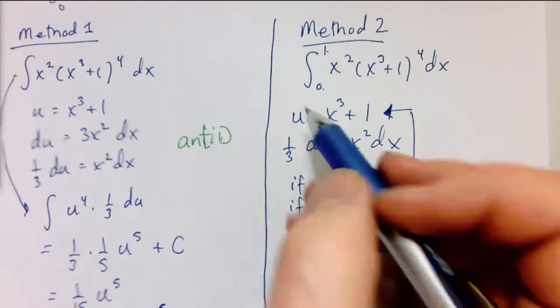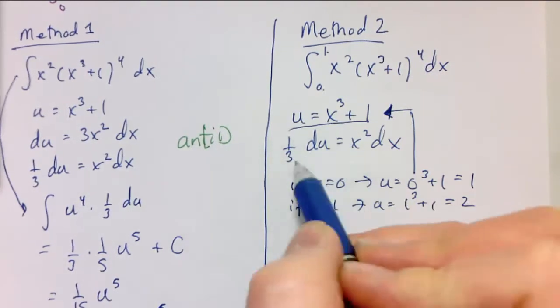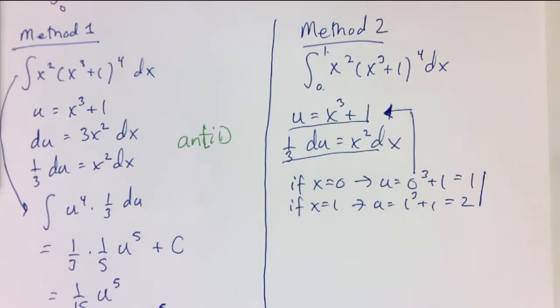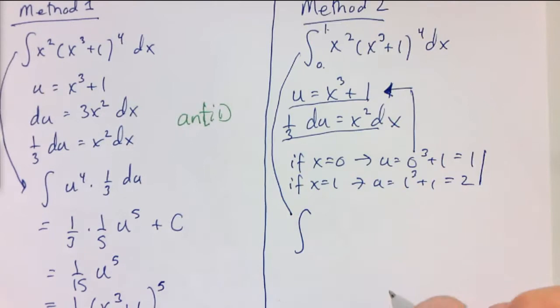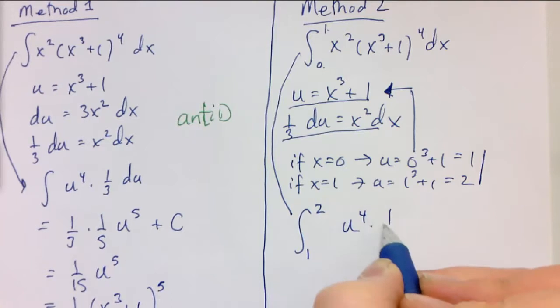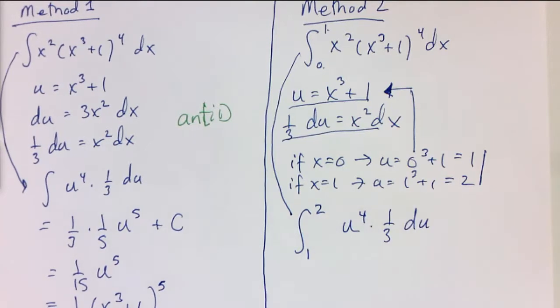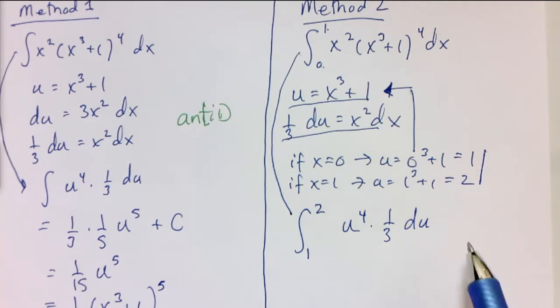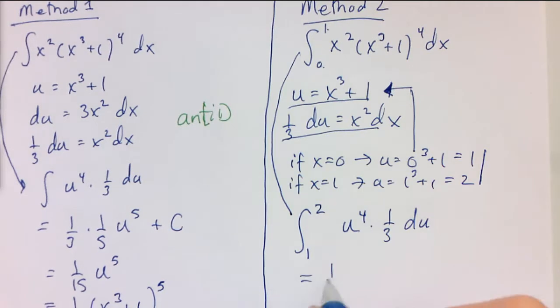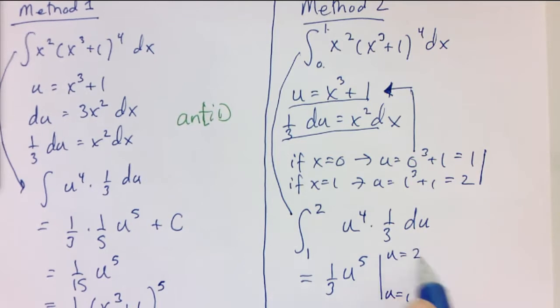And now what I'm going to do is use my u substitution and my new limits of integration to rewrite the definite integral. So my new limits of integration are from 1 to 2, and I have u to the 4th times 1/3 du. Now this is entirely self-contained. I never ever have to return to x's again. Now I just work the new definite integral, so I get 1/3 u to the 5th plus c, I don't care, evaluated from u equals 1 to 2. So we're just applying the fundamental theorem here.